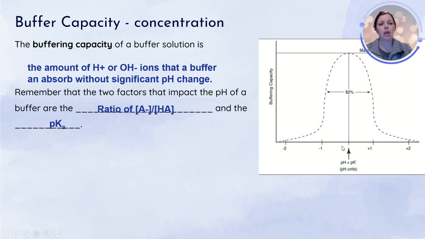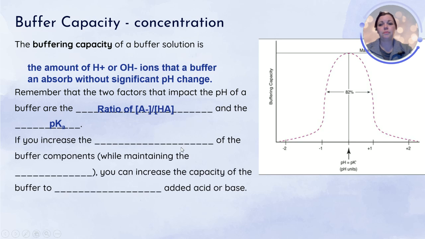So we think about the pKa. A buffer is most effective if it falls within 1 pH unit on either side of the pKa. So you can see that here. So 82% is plus or minus 1. And then after that, the capacity of the buffer sharply falls off. So you want to stay within 1 pH unit of the pKa of the weak acid.